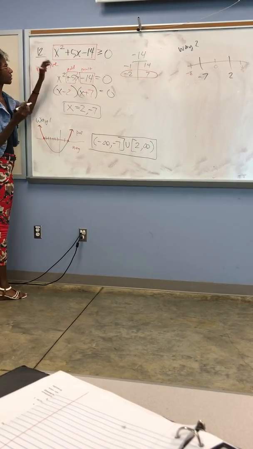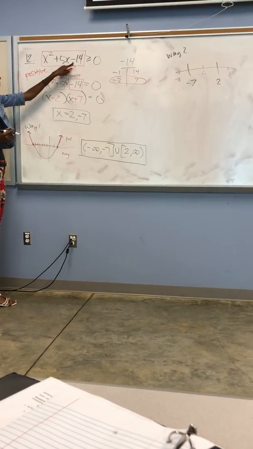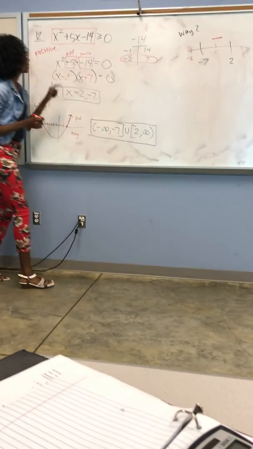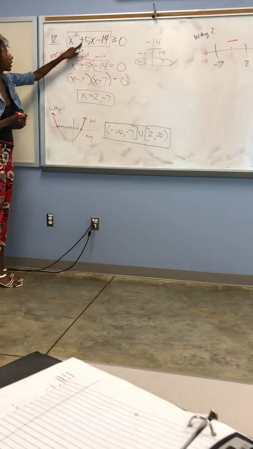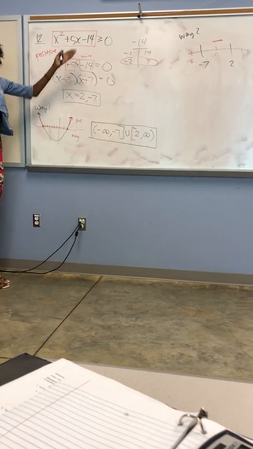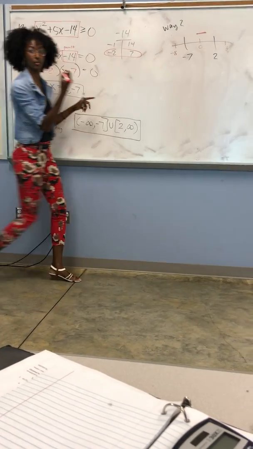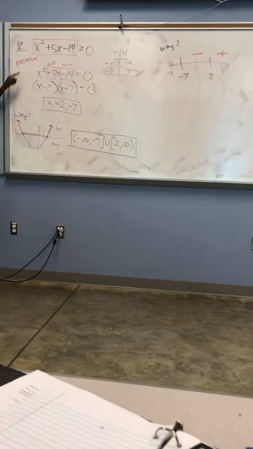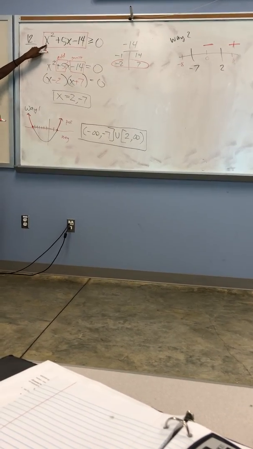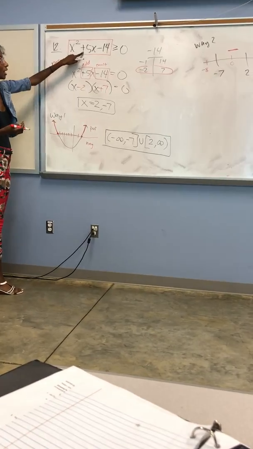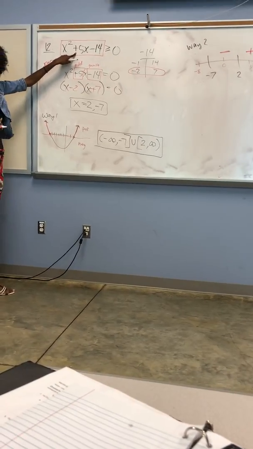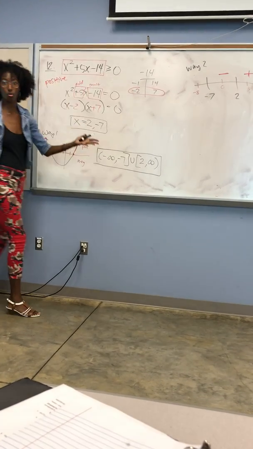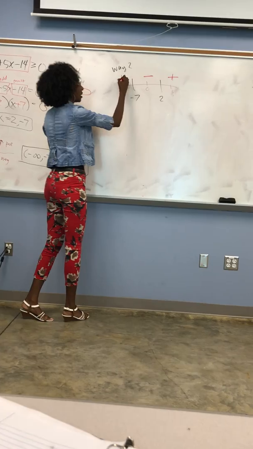So if we plug in 0, we get 0 plus 0 and then -14. That's going to give us a negative, right? If we plug in a 3, we get 9 plus 15, and then only subtracting 14, so that's going to give us a positive. You don't have to know the number, you just need to know whether it's negative or positive, okay? And then if we do -8, that's going to give us 64, and then minus 40, right? So 64 minus 40 is just 24, and then minus only 14 is still going to give us a positive.